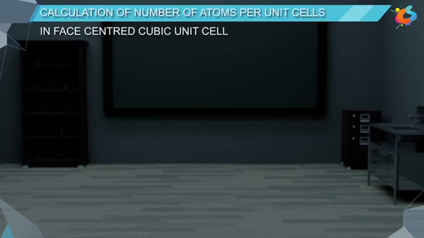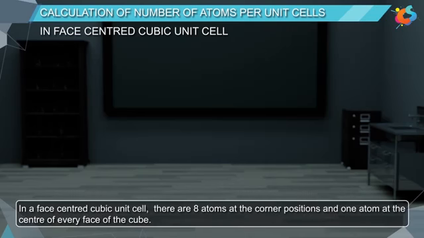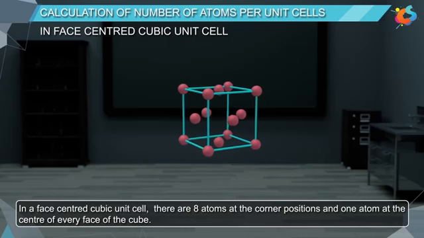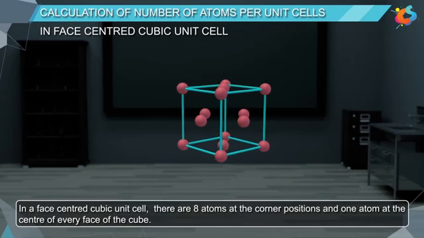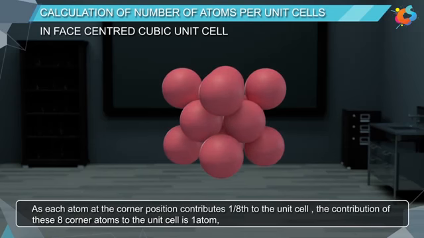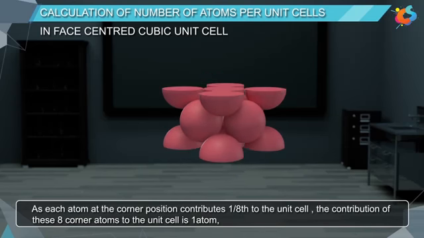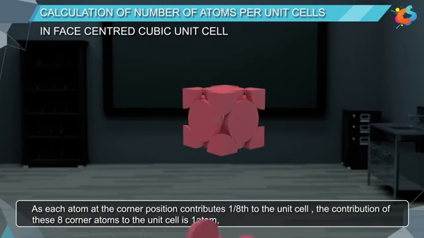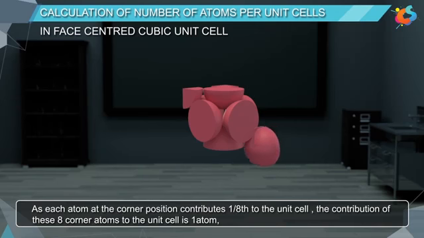Calculation of number of atoms per unit cell in face-centered cubic unit cell. In a face-centered cubic unit cell, there are 8 atoms at the corner positions and 1 atom at the center of every face of the cube. As each atom at the corner position contributes 1/8 to the unit cell, the contribution of these 8 corner atoms to the unit cell is 1 atom.